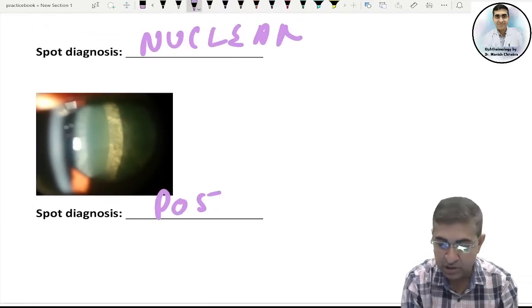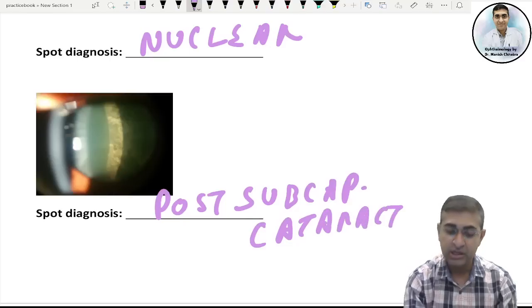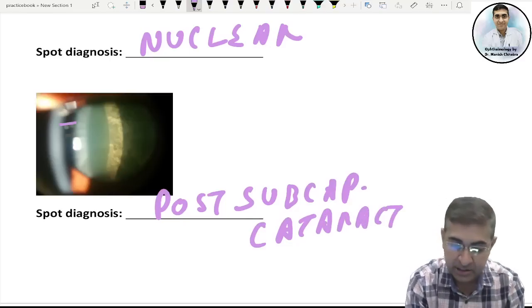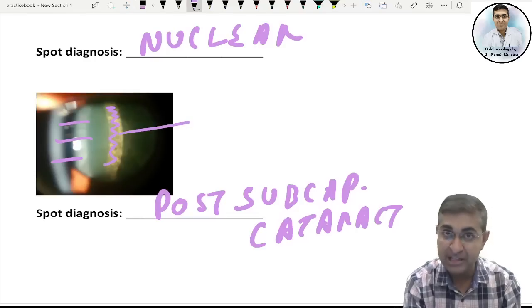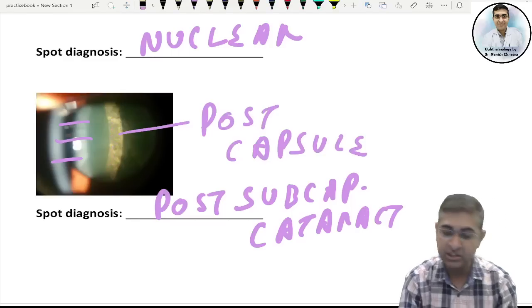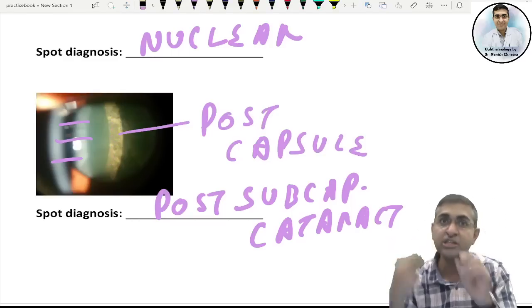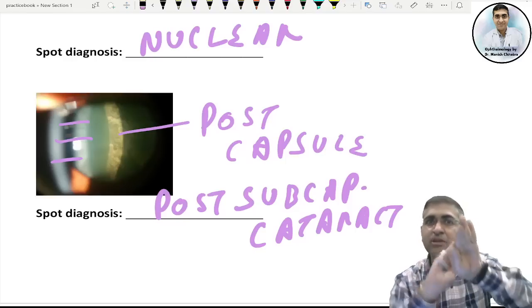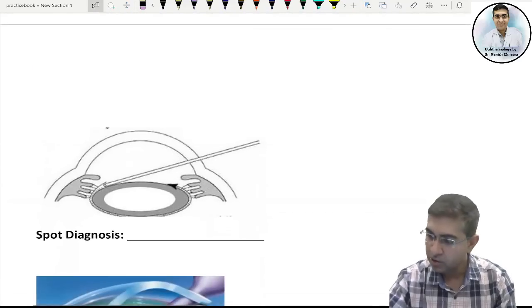This is your posterior subcapsular cataract. It may be a little difficult to appreciate because it is a 2D image and the light is coming from here. So this is actually the space between the lens and the posterior capsule. This is the posterior capsule. You can see that there is opacity at the posterior capsule. So this is your posterior subcapsular cataract. Posterior subcapsular cataract is the cataract which is present between the posterior surface of the lens and the posterior capsule. Okay.